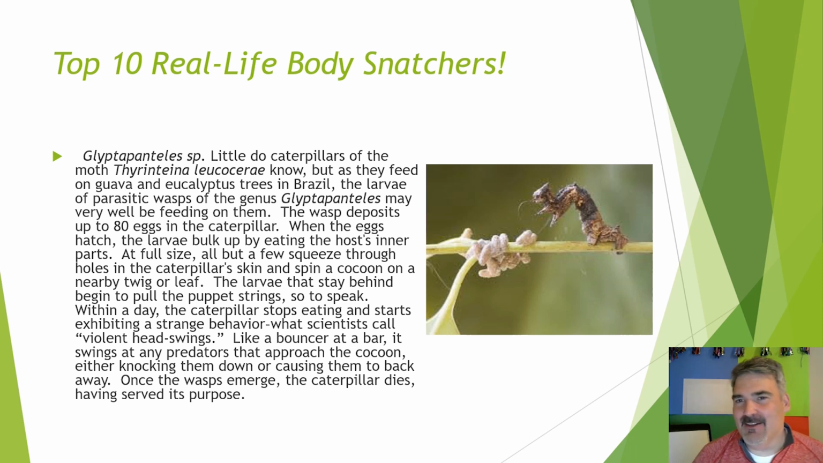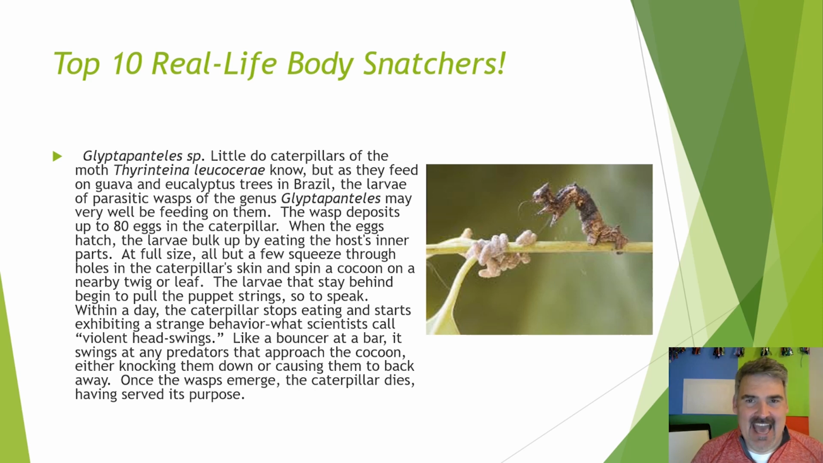So that's kind of a crazy thought. While the caterpillars are eating trees, the larvae of the parasitic wasp are eating the caterpillars and laying eggs on them. And there's 80 eggs. This one is starting off interesting already.